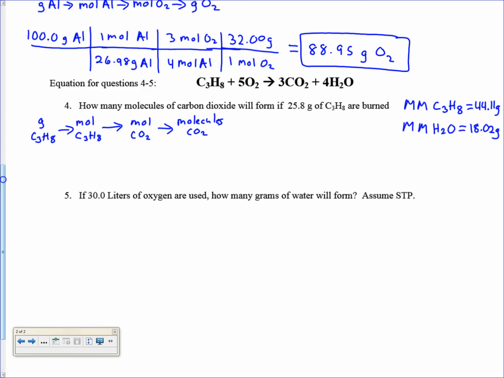Conversion factors here, grams to moles is the molar mass. Moles to moles is the ratio. Moles to molecules, that's Avogadro's number, 6.02 times 10 to the 23rd. All right. Now we're ready to sort of start plugging things in here.